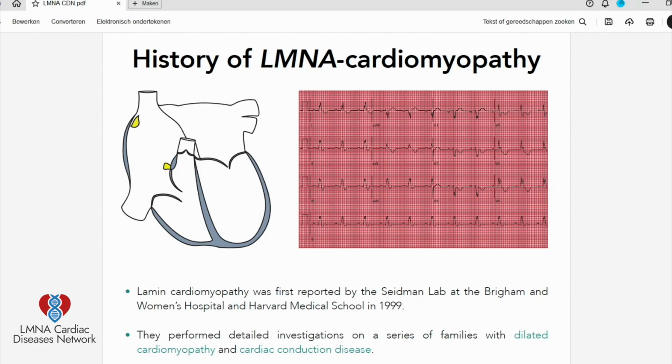And this was back in 1999 when Diane Fatkin and Callum McRae were the first authors on this study that identified patients with a combination of dilated cardiomyopathy and cardiac conduction disease, and found that genetic changes in LMNA in a number of families were the etiology behind this, and they did some very nice research that demonstrated that. So that was the first description in the cardiac world associating the gene LMNA with various forms of cardiomyopathy. Next slide, please.